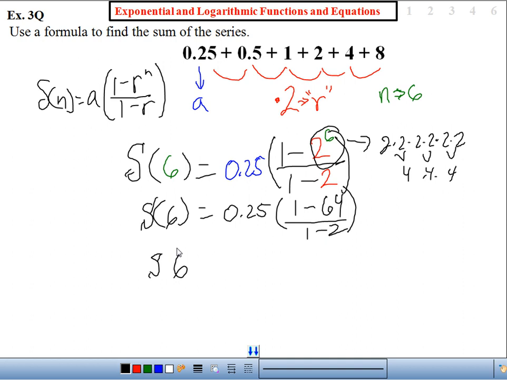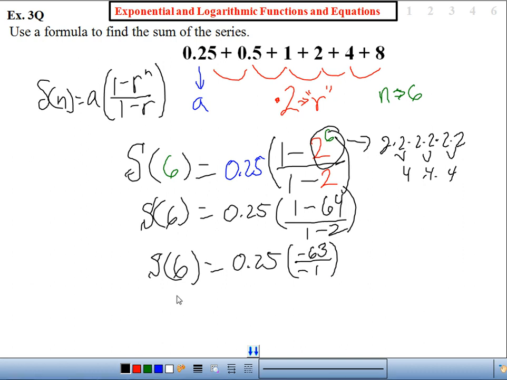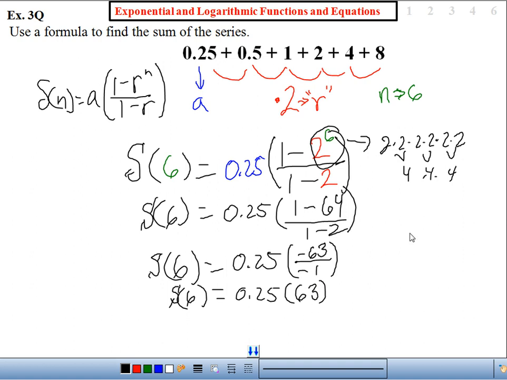S of 6 equals 0.25 times 1 minus 64, that's negative 63, over 1 minus 2, that's negative 1. All right, so S of 6 is equal to 0.25 times 63. Let me do that over here. We got 63 times 0.25.